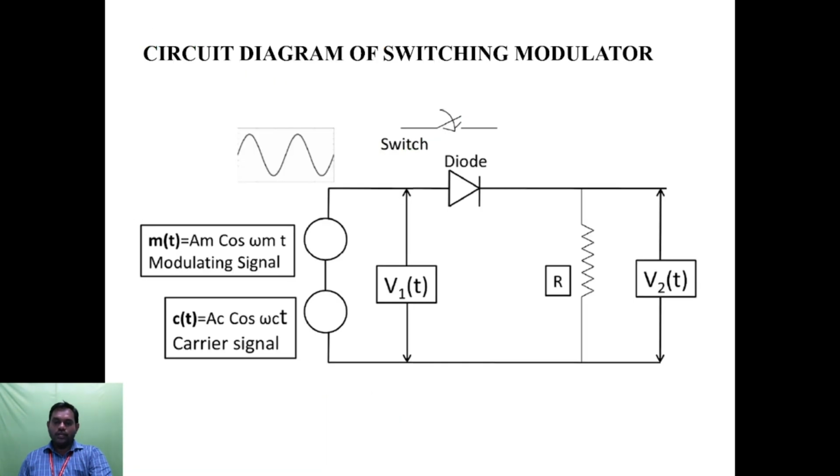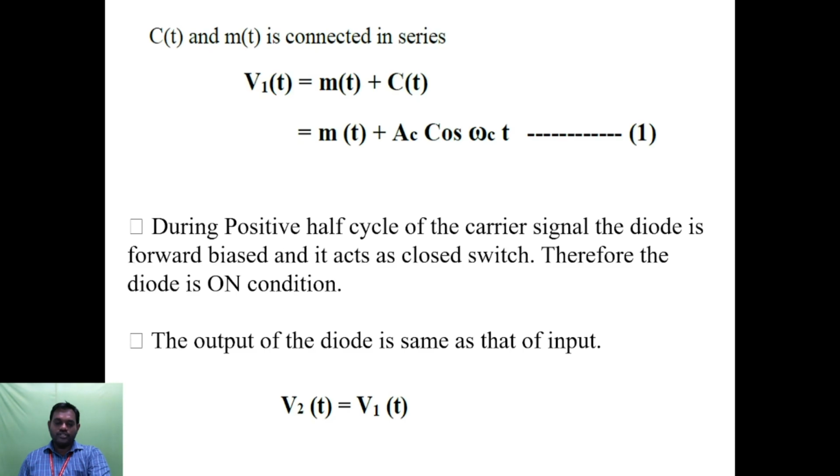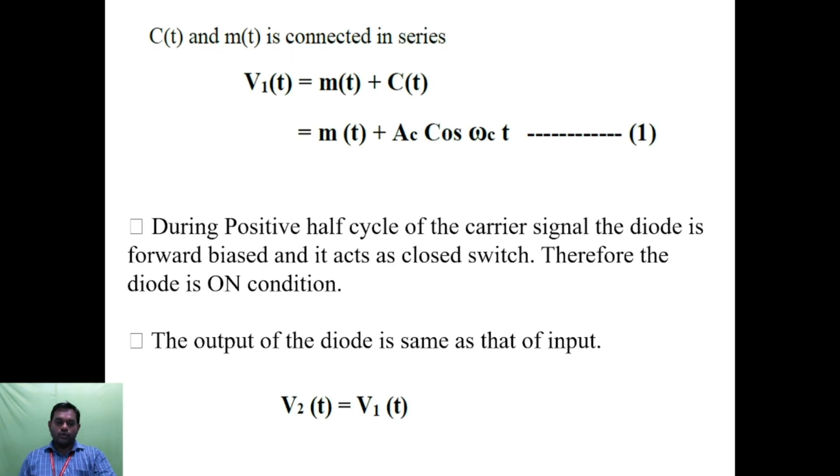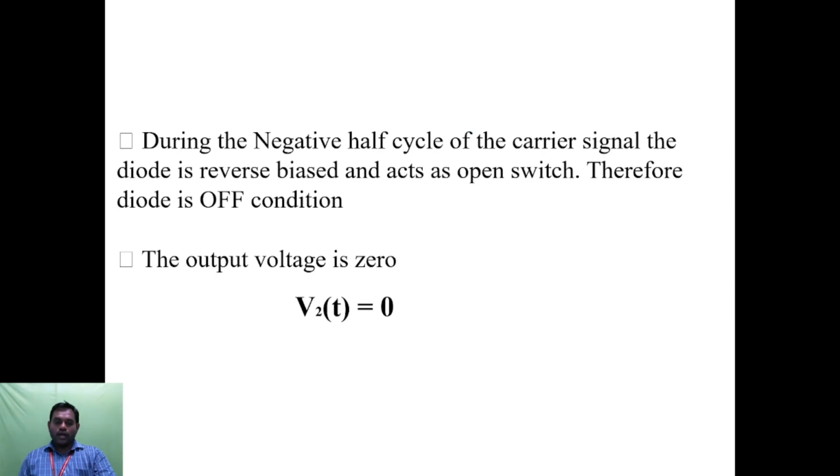During the positive half cycle, the diode is a closed circuit. Therefore, the output V2 of t is equal to V1. These are the two conditions satisfied during this switching function. So the diode here is working as a switch. The switch can be either in the open condition or the closed condition. During the positive half cycle, the diode acts as a closed switch, and during the negative half cycle of the carrier signal, the diode acts as an open switch.